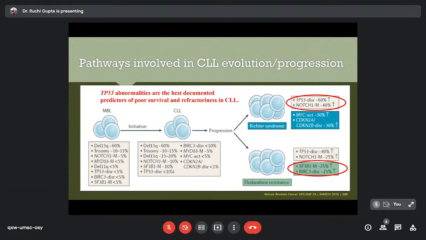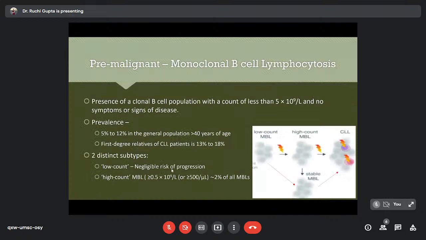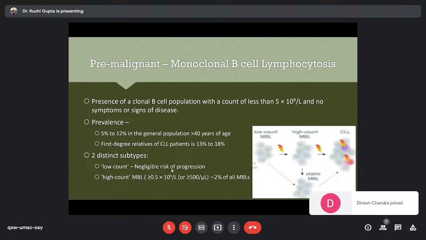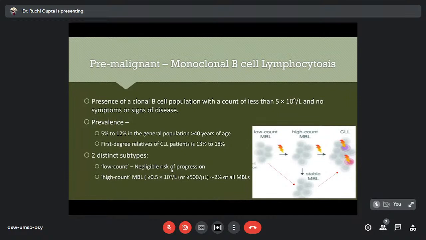So TP53 overall has become one of the best documented predictors of poor survival and refractoriness in CLL. Just a few words about the monoclonal B cell lymphocytosis. It is believed that almost all CLL patients have this precursor MBL, which may or may not be picked up. People who have done flow cytometry in healthy individuals observed a 5 to 12% incidence in the general population over 40 years of age, whereas in first degree relatives of CLL patients, it was found to be 13 to 18%.